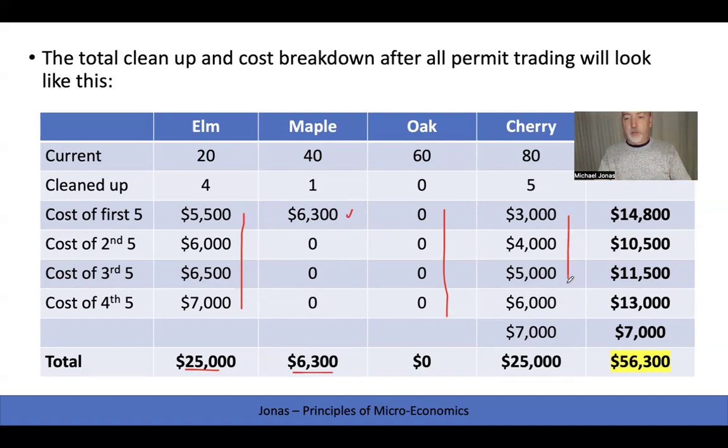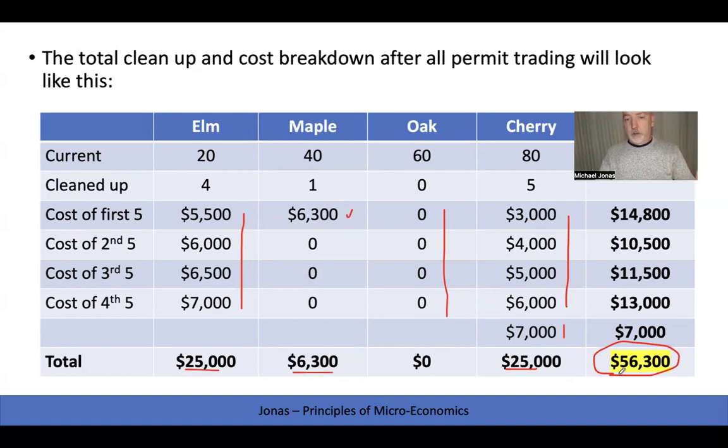And then Cherry cleaned up 4 plus the 1 extra for selling its permit for 25,000. Add all that up, and we've saved a little over $3,000 compared to the command and control cost. So our total expenditure here is 56,300 after all those transactions take place.